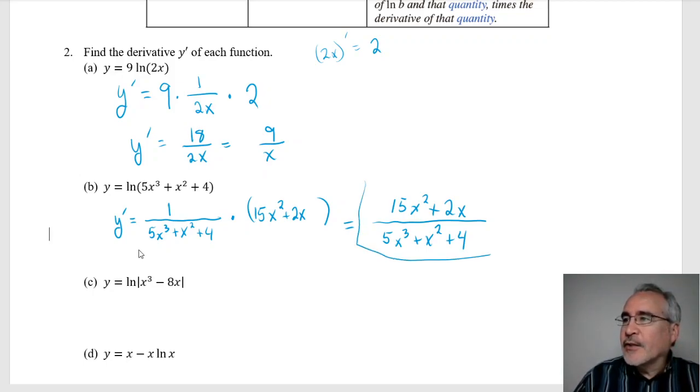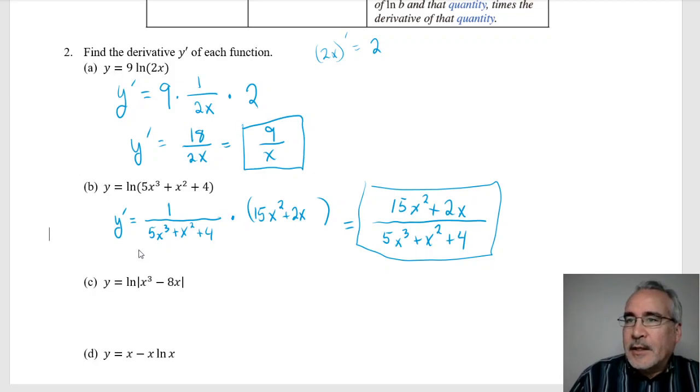I guess I should circle my answers, right? Or box them in, right? Okay, natural log of this absolute value. Now we didn't look at the specific, but when you have an absolute value, the absolute value remains there.